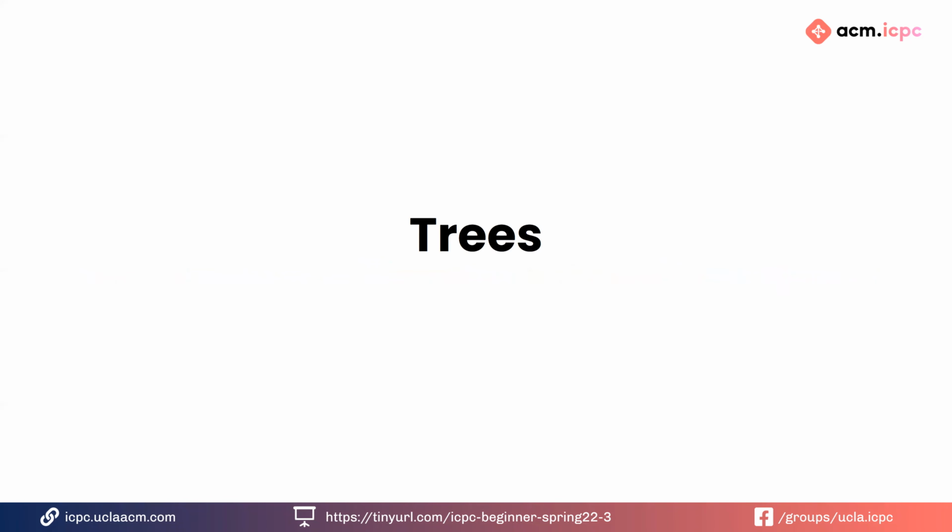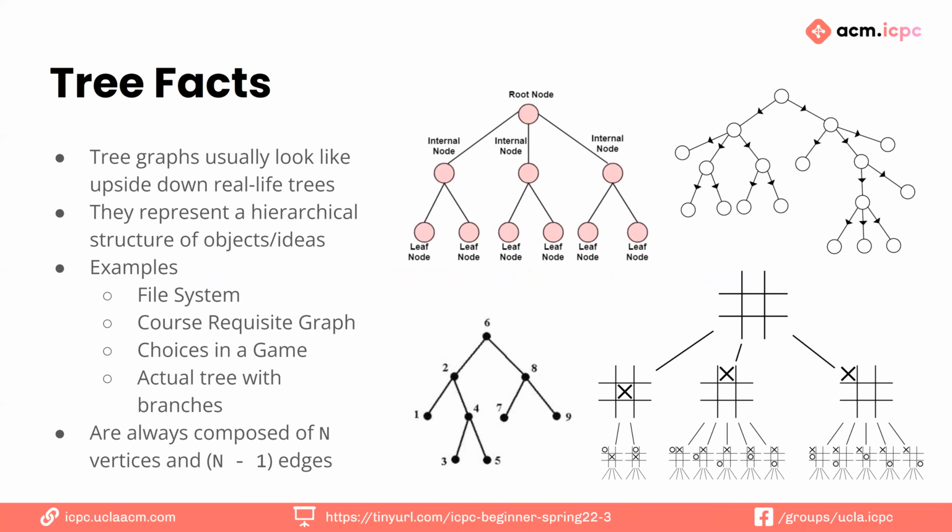Trees. All right, so trees usually look like upside down real life trees. That's what they claim. I don't agree. A tree is just this thing that looks like this. And then some examples in real life of trees is like a file system or a course prerequisite graph. Actually, no, that would be a DAG, which we'll talk about later. But choices in a game, like the one on the bottom right corner.